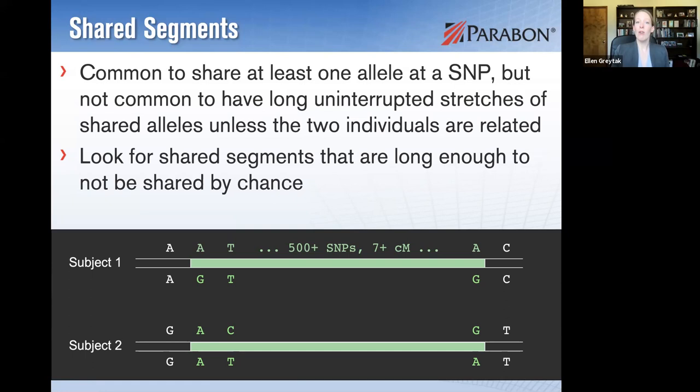Now, if we keep going, and we see more than 500 SNPs in a row where they share DNA and that covers a large range, a large genetic distance, well, that is more likely to have happened because that genetic segment was inherited from a common ancestor than to have happened by chance. It's very unlikely for that to happen by chance. So that's what we're looking for.